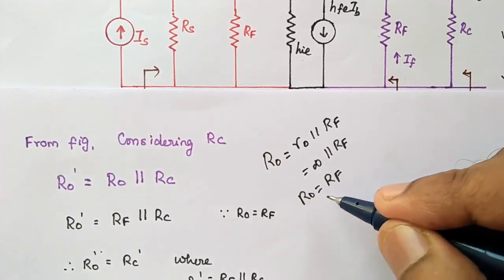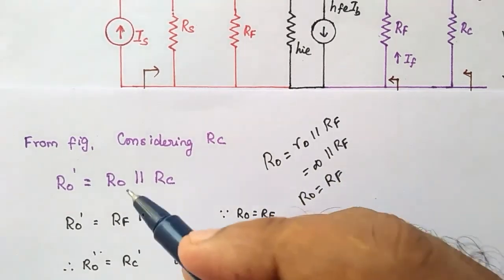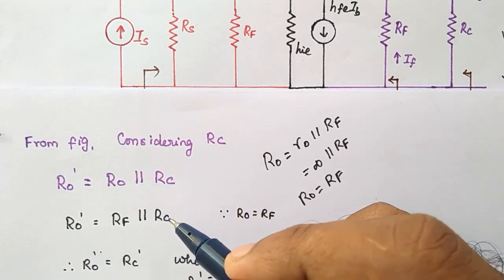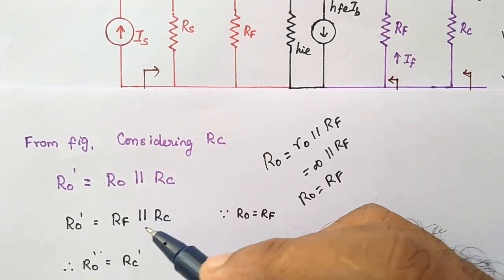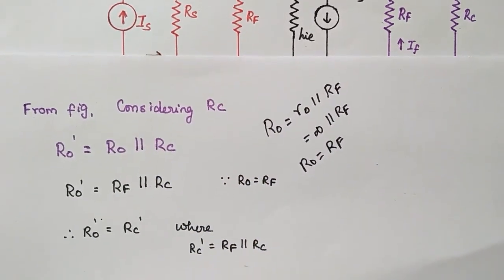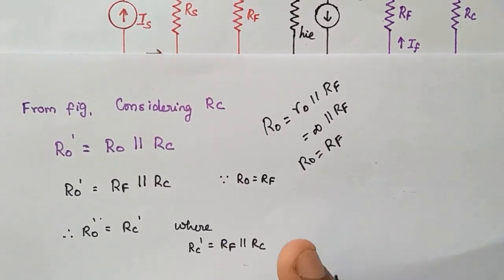So what is R naught? R naught becomes RF. Hence we replace R naught with RF. So now the RF is in parallel combination with RC. So combinedly I can write it as RC dash. So finally R naught becomes RC dash here, where RC dash is equal to RF parallel to RC.